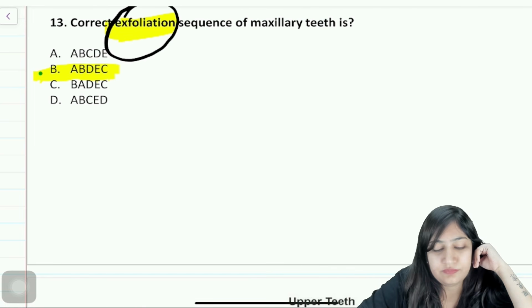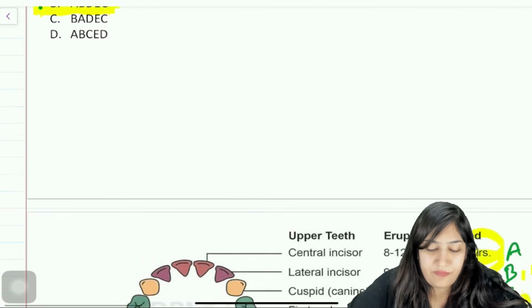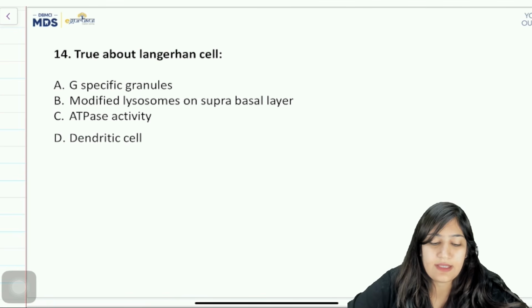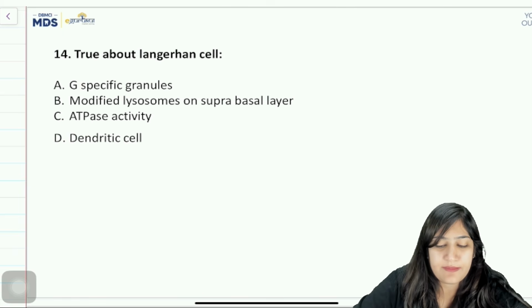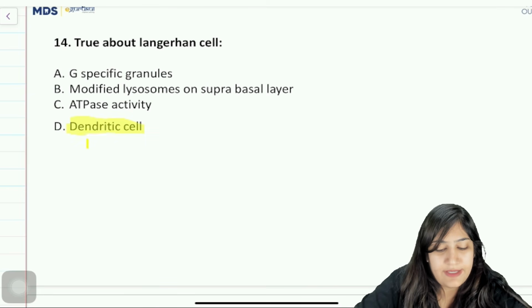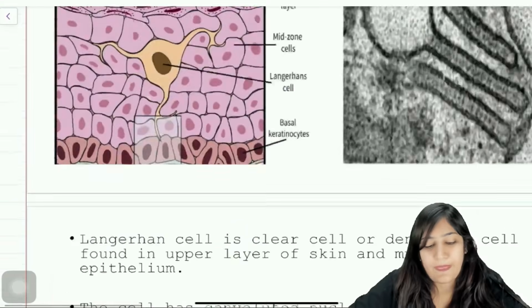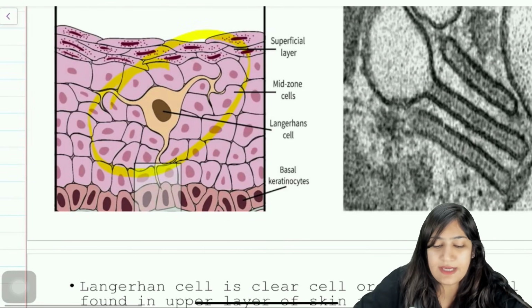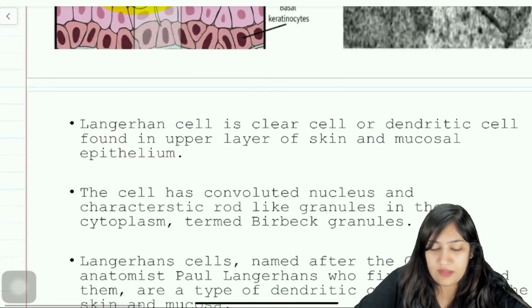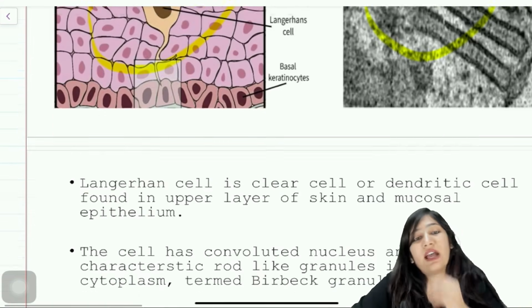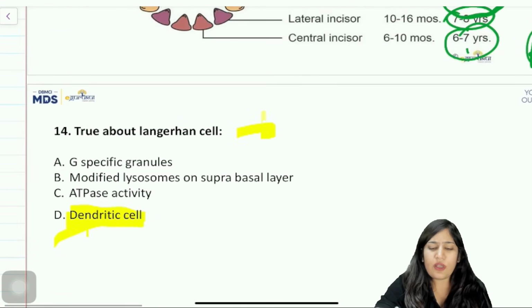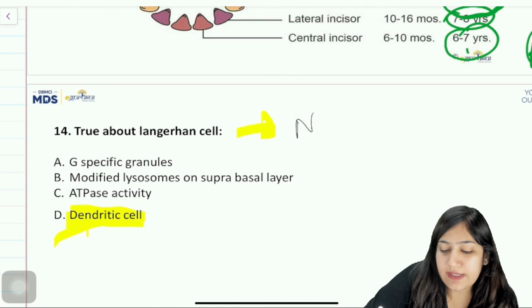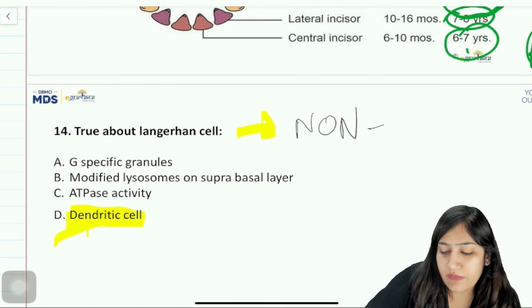The first molar will shed before the canine and second molar. True about Langerhans cells: are they G-specific granules, modified lysosomes, ATPase activity, or dendritic cell? It is mainly a dendritic cell. Here you can see it is a dendritic cell, mainly present in the upper layer of the epithelium, while this Langerhans cell is one of the non-keratinocytes, right?